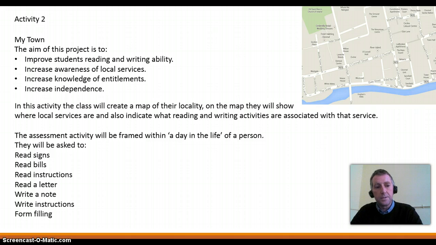And the assessment part of this activity then will be around reading signs, reading bills, reading instructions, reading a letter, writing a note, writing instructions, and maybe form filling. So generally it's around the reading and writing activities a person might typically encounter during their average day in any locality.